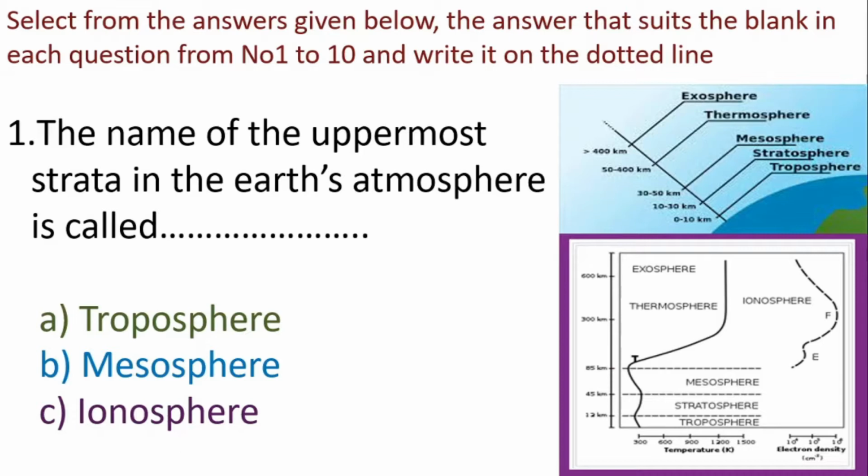Therefore, we need to learn about some important information about ionosphere. The ionosphere is the ionized part of the Earth's uppermost atmosphere. This region includes some parts of the mesosphere, thermosphere and exosphere. I have given you all information necessary for you to guess your answer. Now read the question carefully. Pause the video and write your answer. Look at the question now. The name of the uppermost strata in the Earth's atmosphere is called ionosphere.